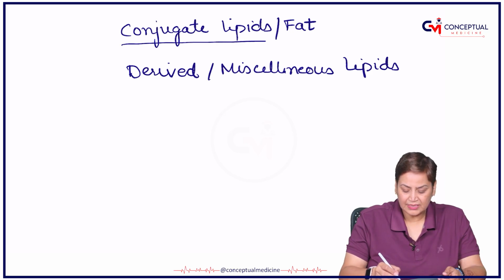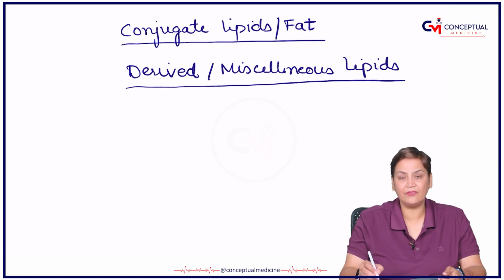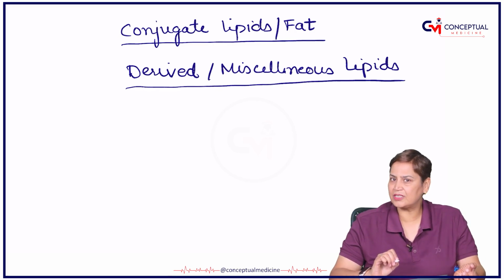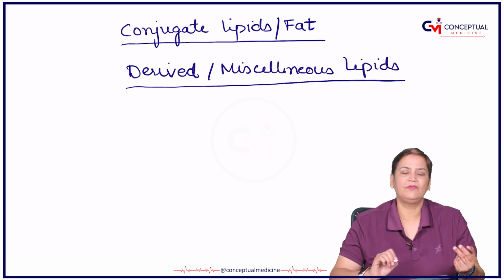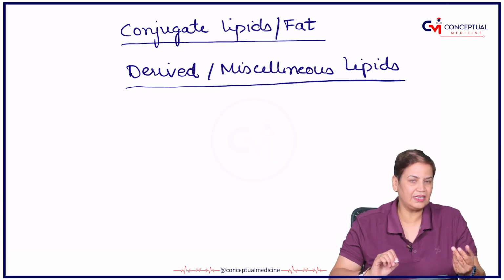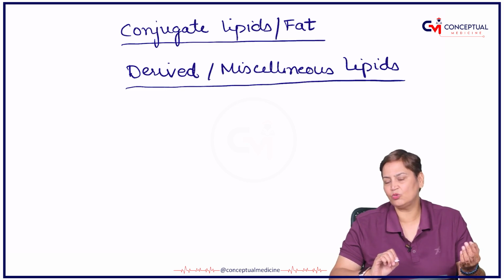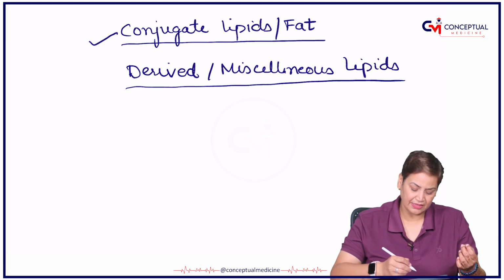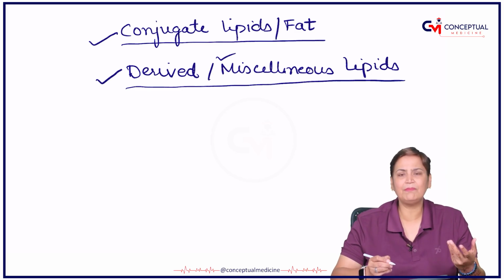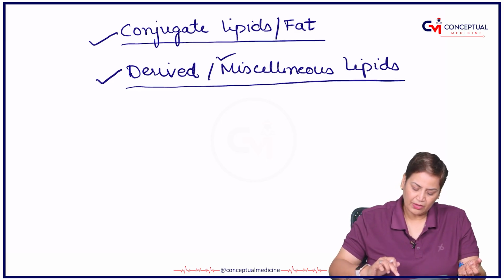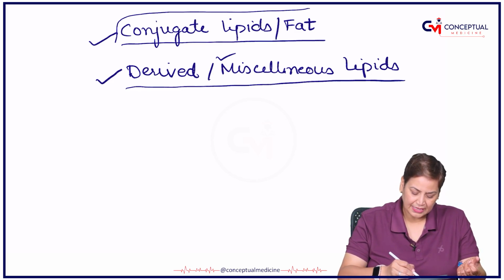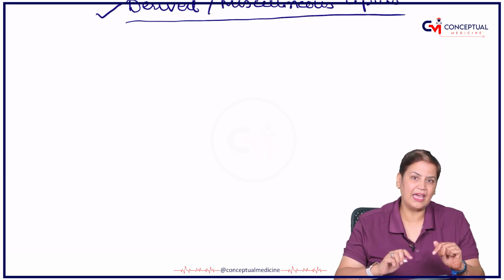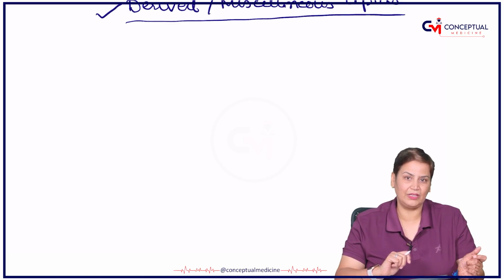Now, Bloor was the scientist who gave the classification of these lipids. As per Bloor's system of classification, we classify them into three main categories. One is simple lipids, which includes the neutral fat or the waxes. Second is conjugate lipids, and third is derived lipids, or we can say miscellaneous lipids also. Conjugate, as is clear from the word itself, means that they have an extra prosthetic group along with the lipid part.